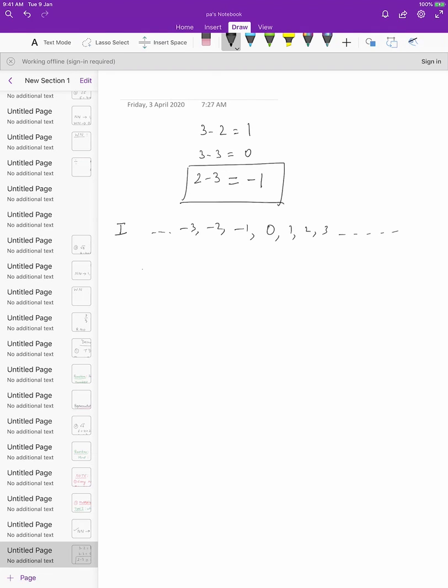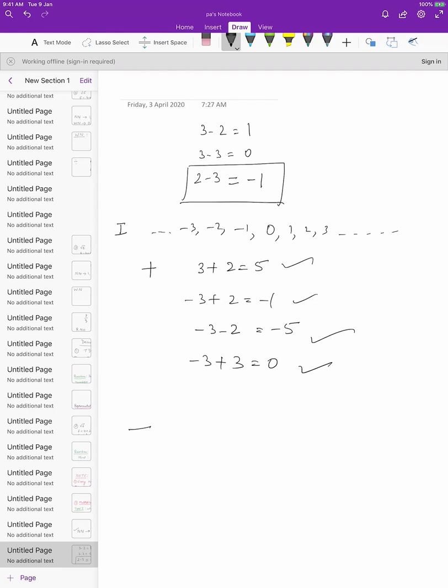Now, in the set of integers, addition was always possible, like 3 plus 2 is equal to 5, minus 3 plus 2 is equal to minus 1, minus 3 minus 2 is equal to minus 5. All these are integers, or minus 3 plus 3 equal to 0 is also an integer. So, with addition there was no problem.